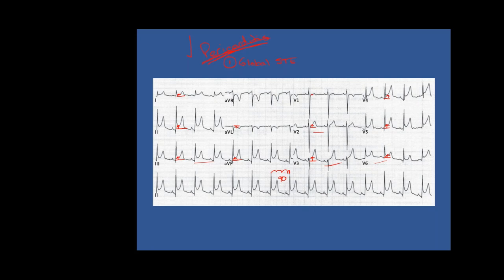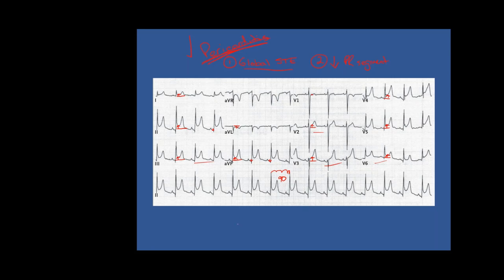But the global ST elevation is one of the big ones with pericarditis. That's the one that most people remember for pericarditis. The other one is a depressed PR segment, right? So you can kind of see it a little bit down here, where maybe that's a little bit lower, you get a little bit of a drop in our PR segments, right?